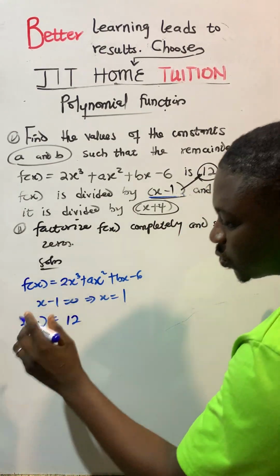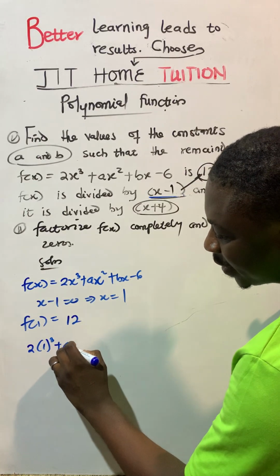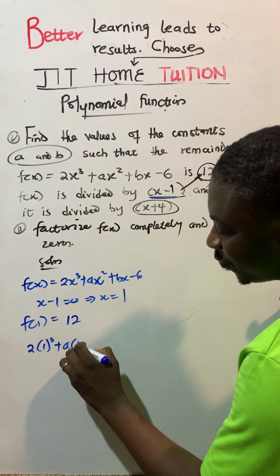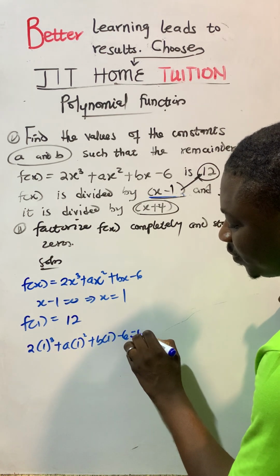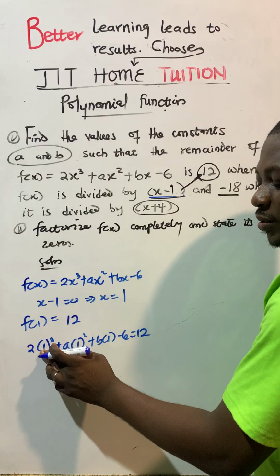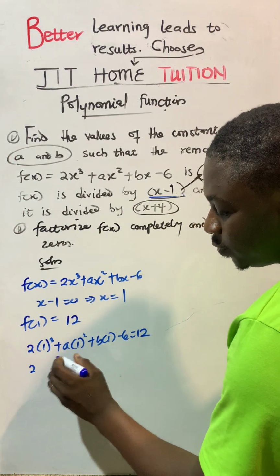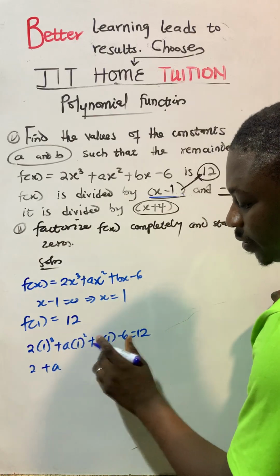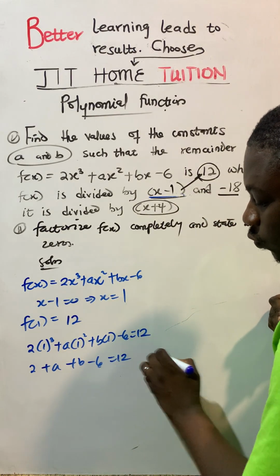Okay, so let's put it in. You have 2 here, 1 cubed, plus a, 1 squared, plus b, which is 1, minus 6. Everything should be equal to 12, which is the remainder. So here, 1 cubed is 1 times this, which is 2. Here you have a. Here you have what? b. And here is minus 6 equal to 12.